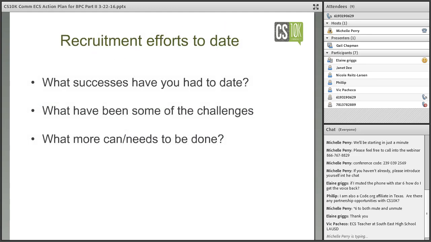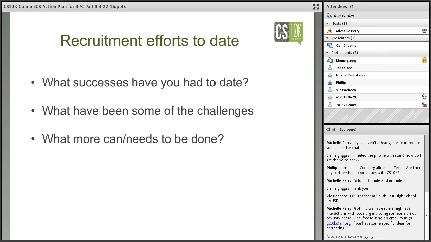In particular, what successes have you had to date, and what have been some of the challenges, and what more do you think you can do or need to do in order to get the level of diversity in your classes that you'd like to have next year? So I'm going to pause for a moment or two and let you type away. You'll know I have not muted myself and I have not left the room. I just am going to wait an appropriate amount of time. And I'm good at that.